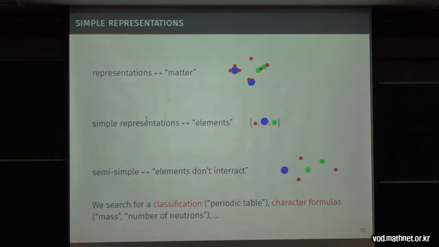And what we're searching for is a classification. We'd like to know how many elements there are, something like a periodic table. And then we would like to know specific information. For example, what's the dimension of this representation, which is something like the mass of this element. Or we would like to know how certain elements act, etc. And so this is something like detailed information in the periodic table.